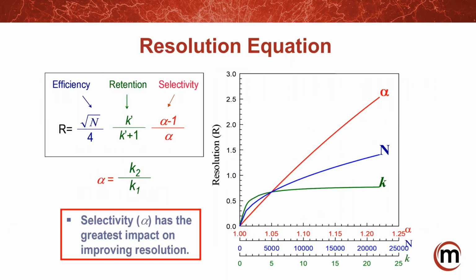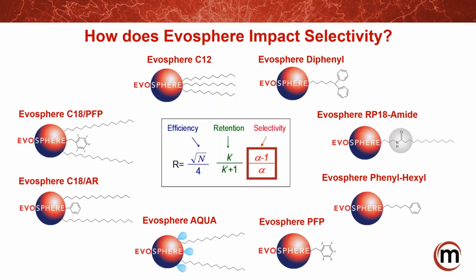So, I like to show the resolution equation again because selectivity really ends up being the key to resolution. If you can build a unique particle structure that is innovative and bleeding edge and is going to be, quote unquote, changing the separations significantly from an efficiency perspective, you still really only get the square root of that as it impacts resolution. So what else will impact resolution? It's your selectivity. Selectivity, as you can see here, is almost linear to resolution.